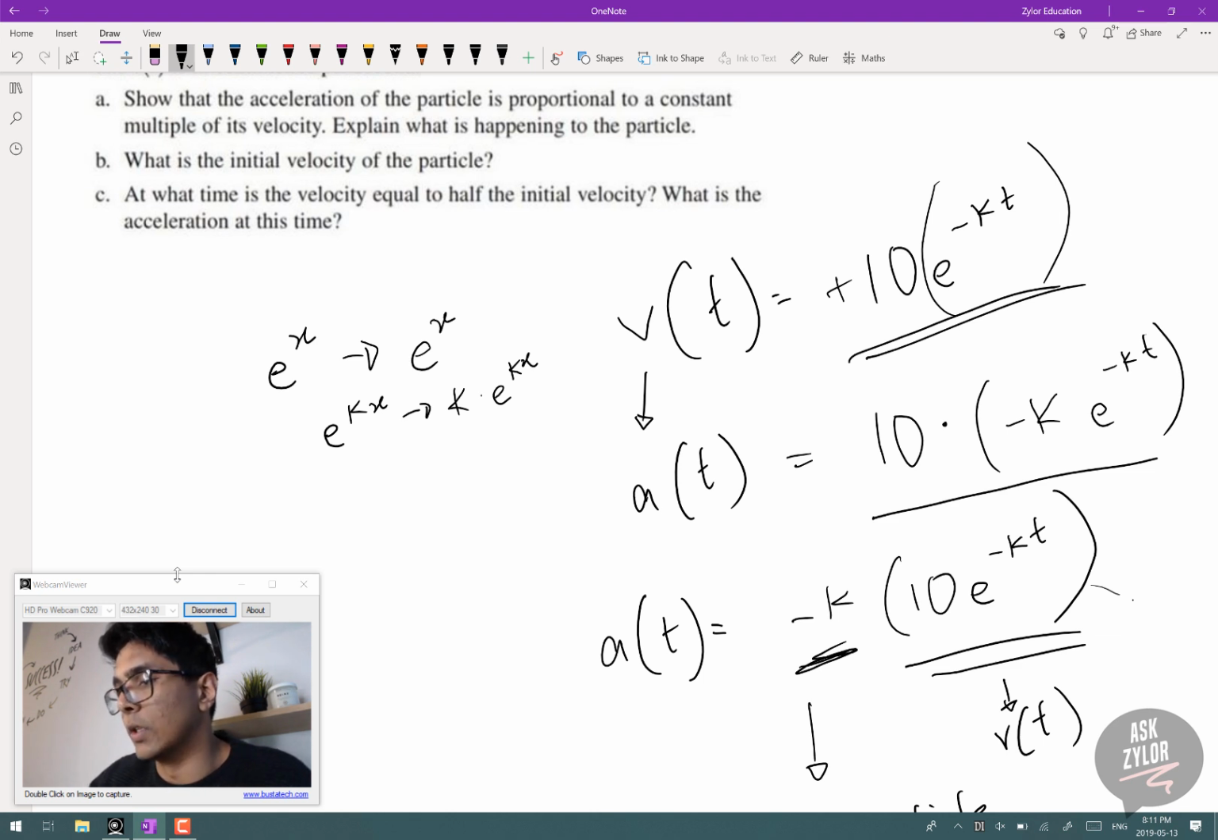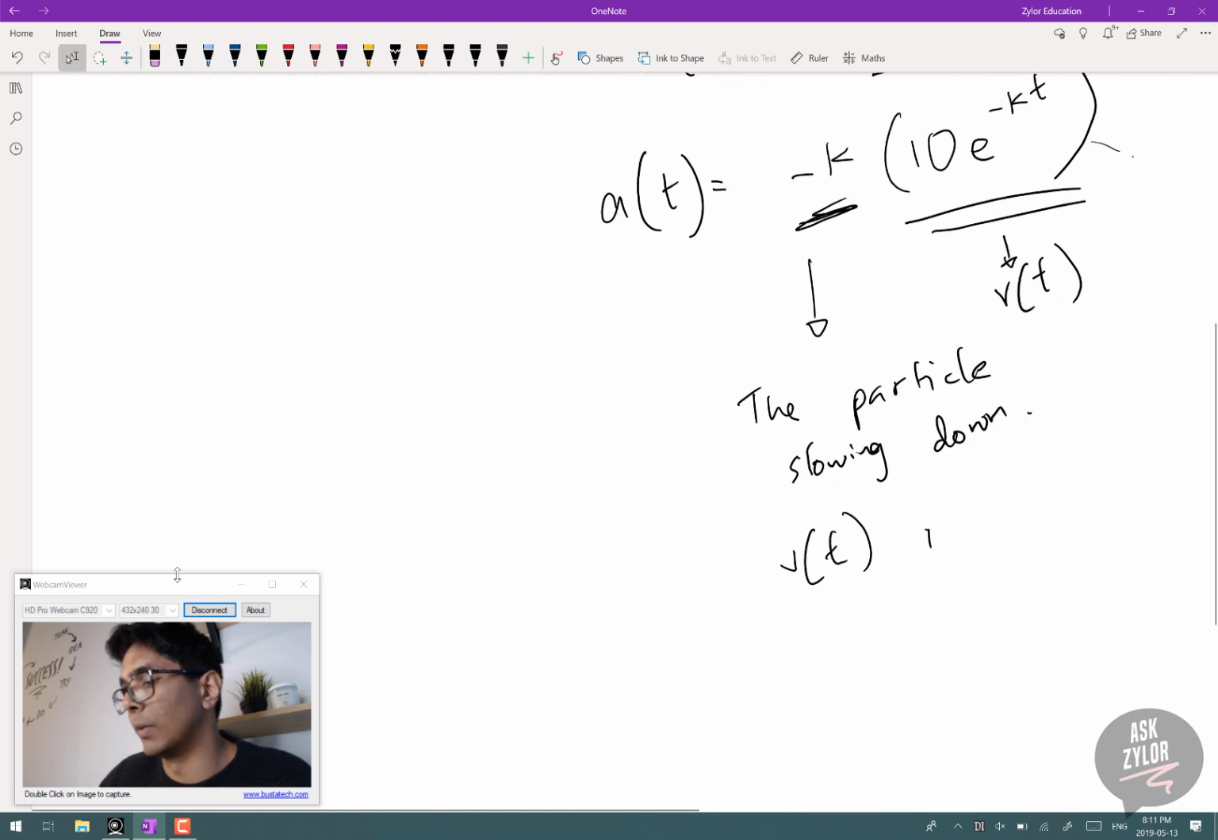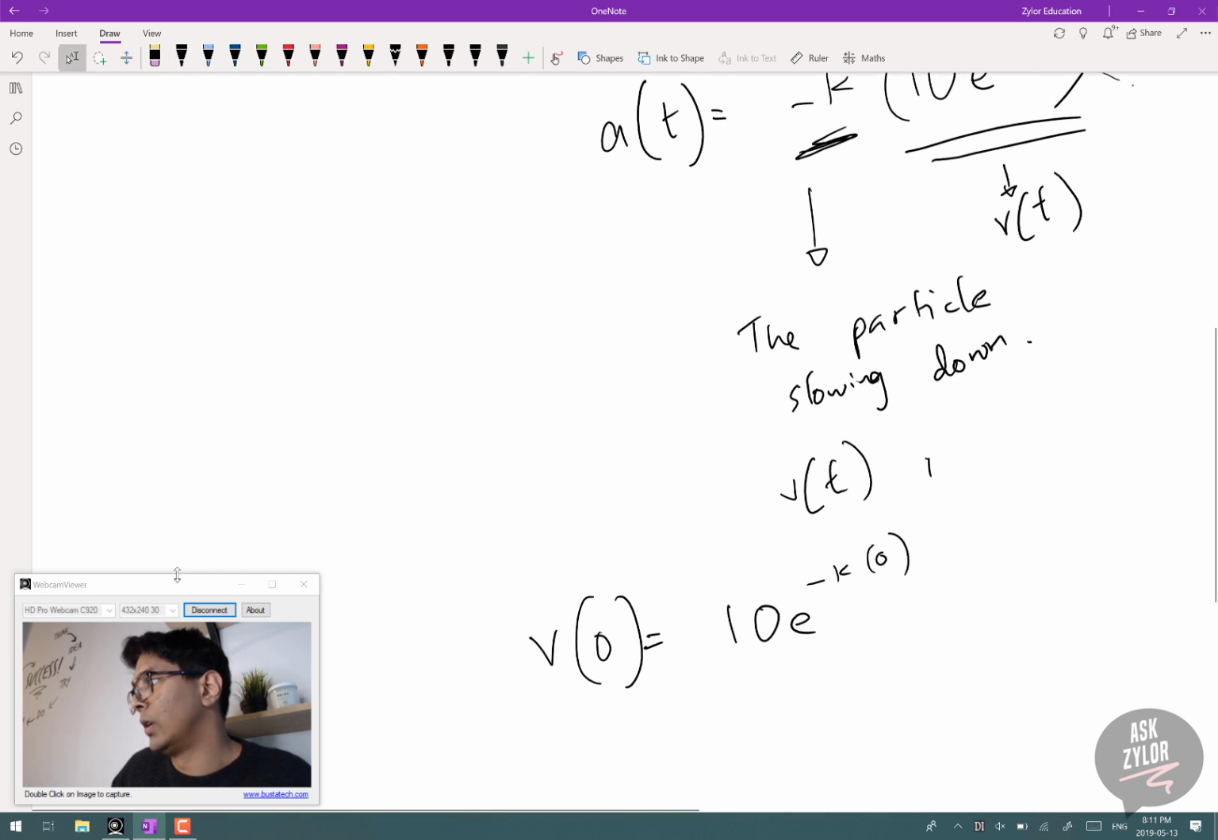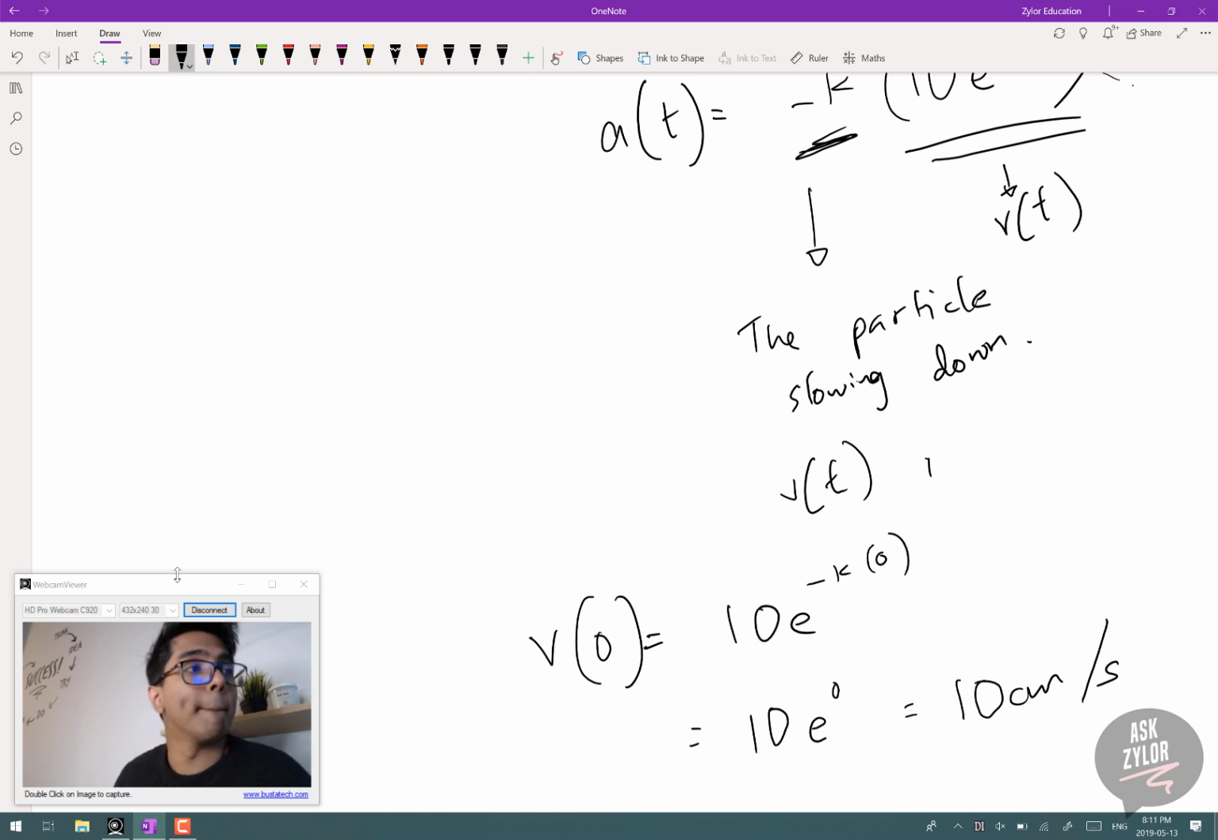So we'll just do part B quickly. What is the initial velocity of the particle? So what I'm going to do is substitute 0 for t. So I have 10 times e to the negative k times 0. Right, 0 times k doesn't really matter. It's going to give me 0. So 10 times e to the power of 0 is just going to be 10 centimeters per second.